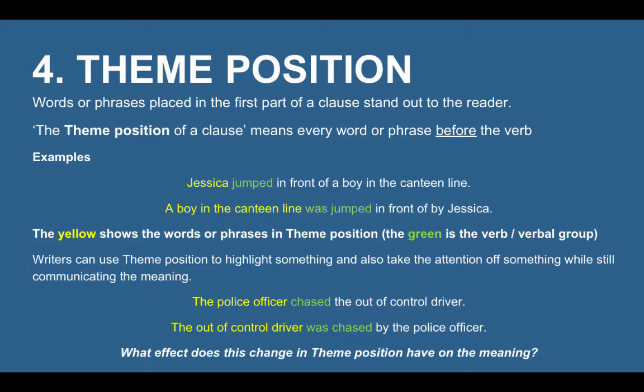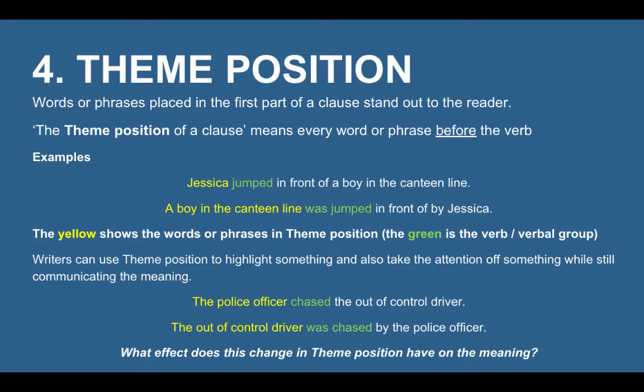Now, I'll just go through what it is. So, theme position are words or phrases that are placed in the first part of the clause and they stand out to the reader. And it basically means every word or phrase before the verb in a sentence, the first verb in a sentence, is called the theme position.